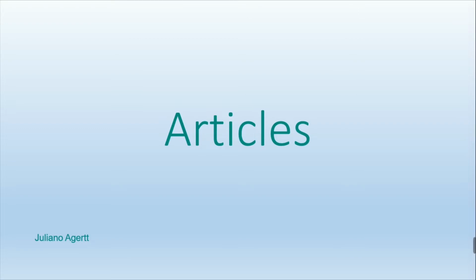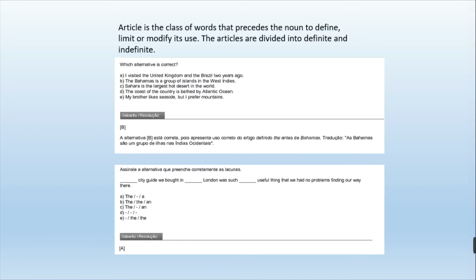Okay? I brought two questions so you can check the way universities approach this topic. They could ask questions like the very first one saying, which alternative is correct? And then you have lots of sentences there. You need to choose the right one. Or they can ask you to complete the gap. So fill out the gaps with the most adequate article. So we have two different types of questions here.